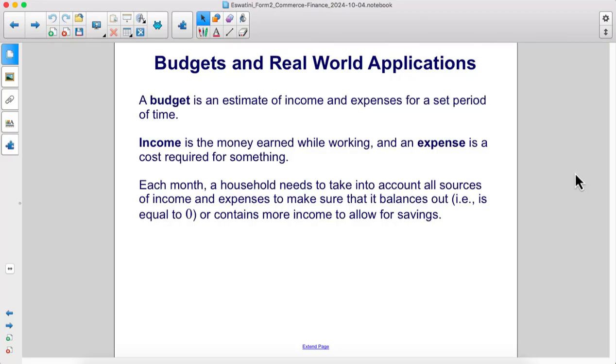A budget is an estimate of income and expenses for a set period of time. Income is the money earned while working, and an expense is a cost required for something. Each month, a household needs to take into account all sources of income and expenses to make sure that it balances out, i.e. is equal to zero, or contains more income to allow for savings.